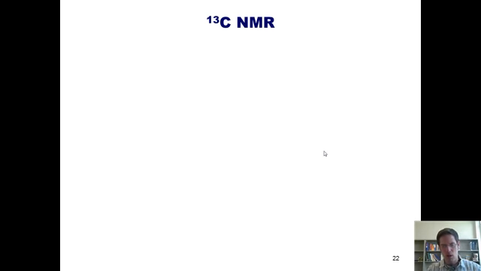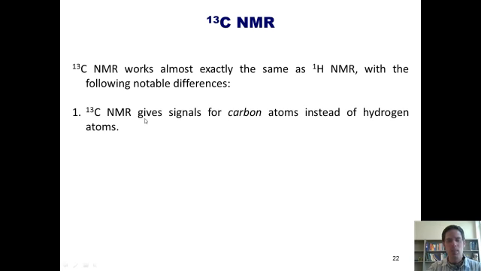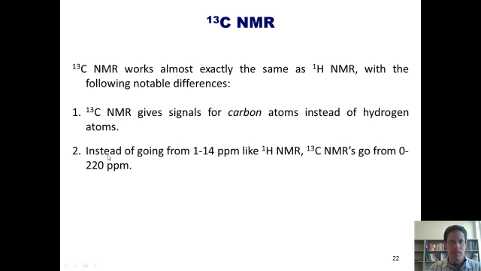We now arrive at carbon NMR, which is frequently called C13 NMR. C13 NMR works almost exactly the same as hydrogen NMR with the following notable differences. First, carbon NMR gives signals for carbon atoms instead of hydrogen atoms. Second, instead of going from 1 to 14 ppm like hydrogen NMR, carbon NMR spectra usually go from 0 to about 220 ppm.